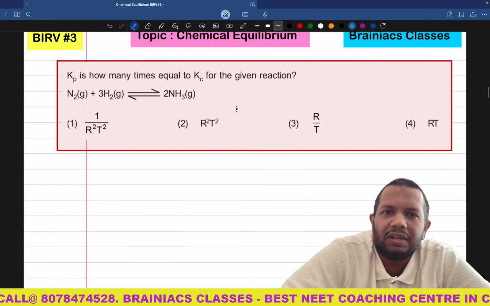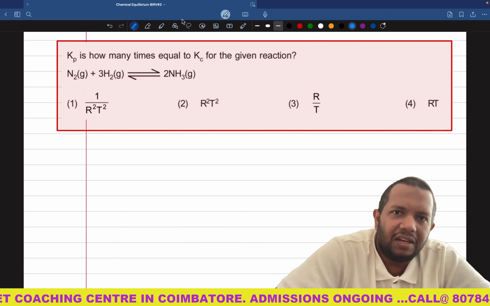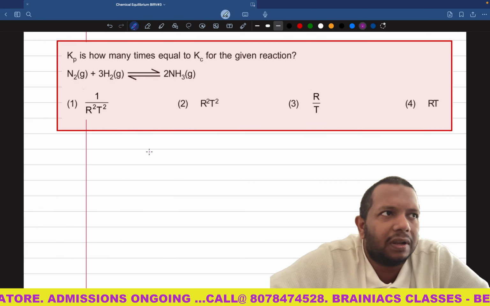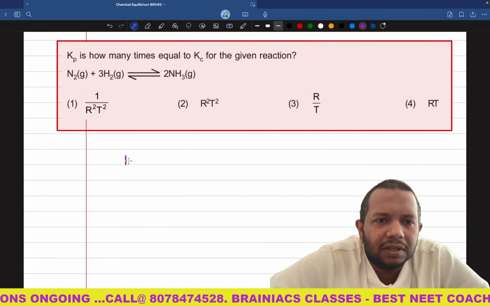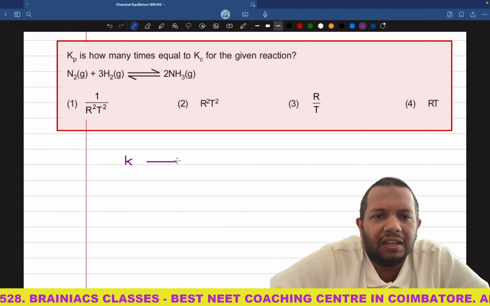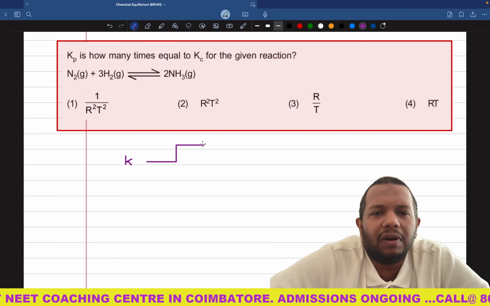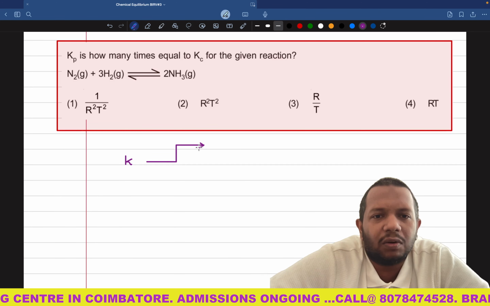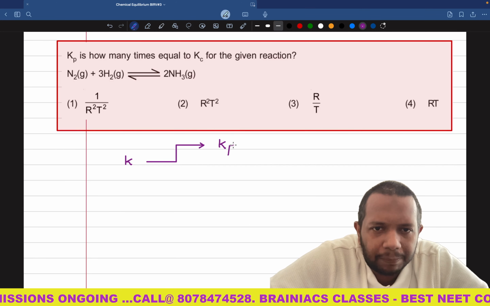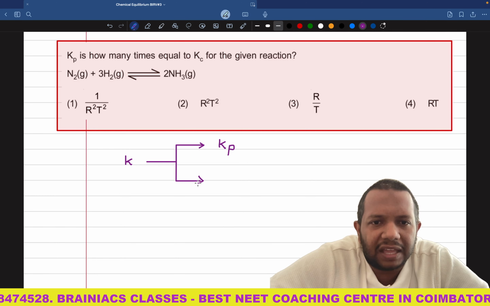So here in this question, they are asking Kp is how many times equal to Kc for the given reaction. Earlier I told you we have the equilibrium constant K, correct? I hope you remember. This K we can classify into 2, depending upon whether the pressure is considered or the concentration is considered. If pressure is considered, we will call that Kp. And if concentration is considered, we will take that as Kc.